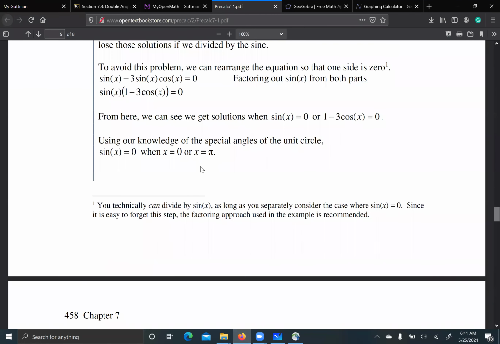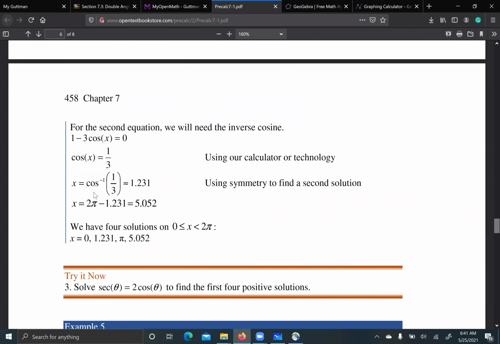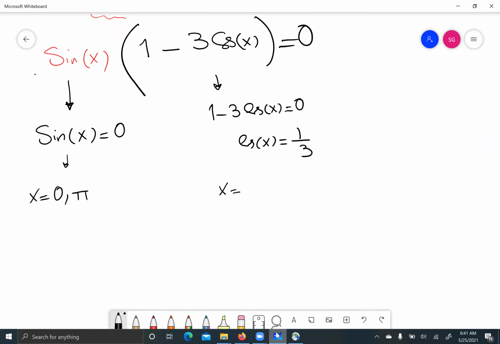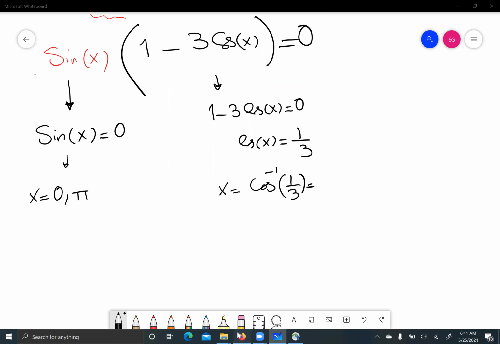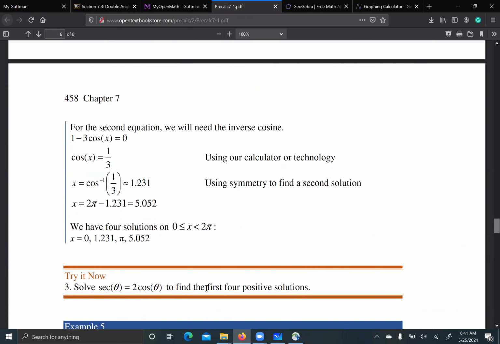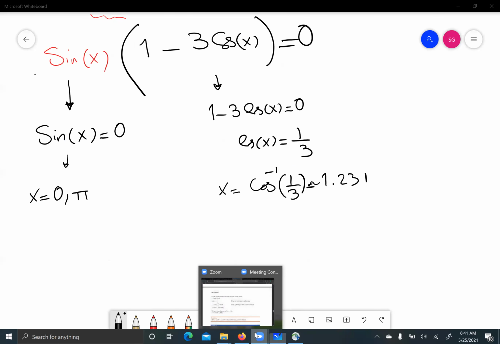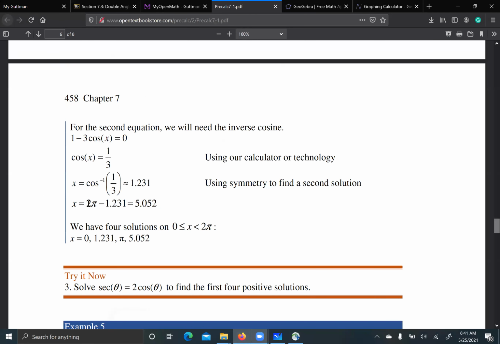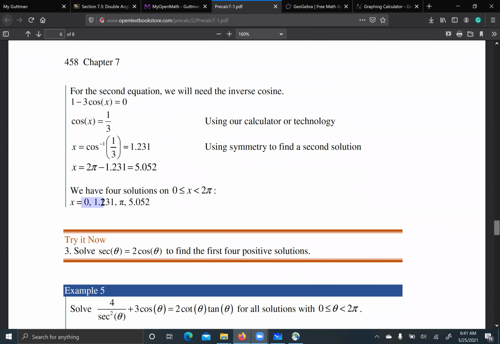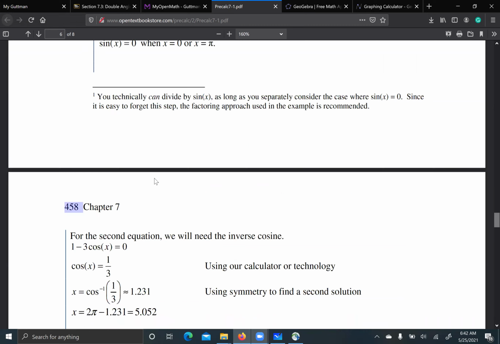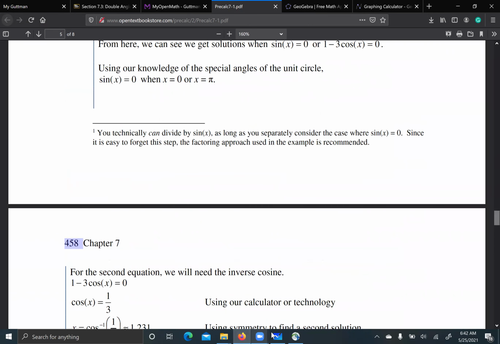So let's see. Yes, if you use a calculator to evaluate cosine inverse of 1/3, then you need to round your answer to about 1.231. Okay, so these are the solutions. So the solutions are 0, pi, and also cosine inverse of 1/3, and we have 2 of them. When you take the cosine inverse, we have 2 of them. So that's the idea. I think you got the idea, right?